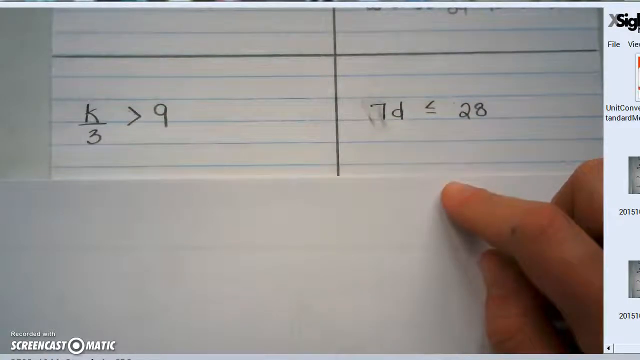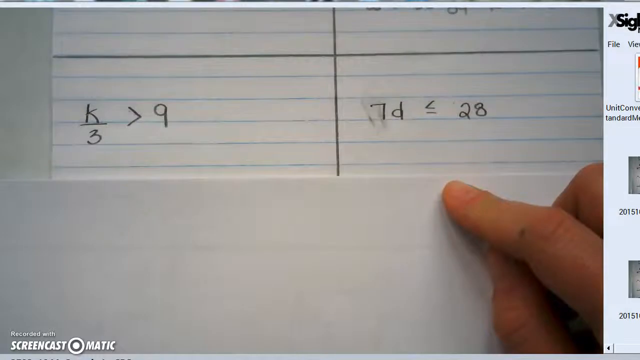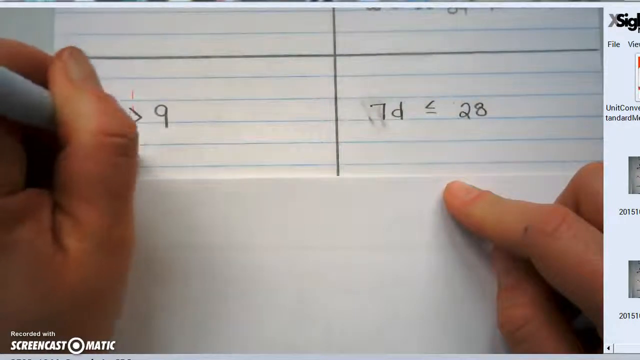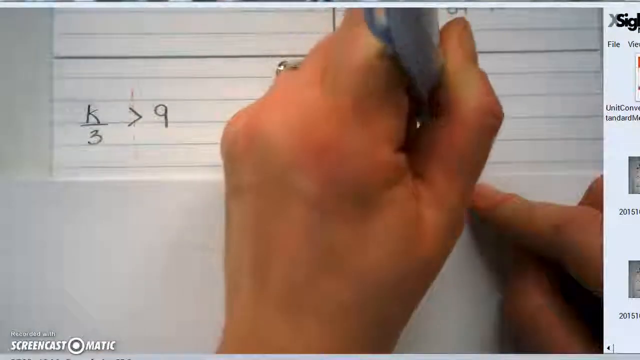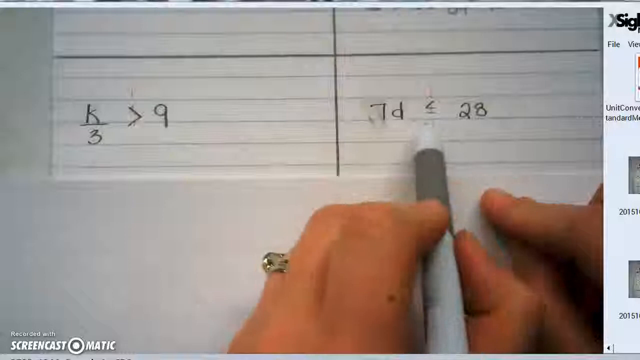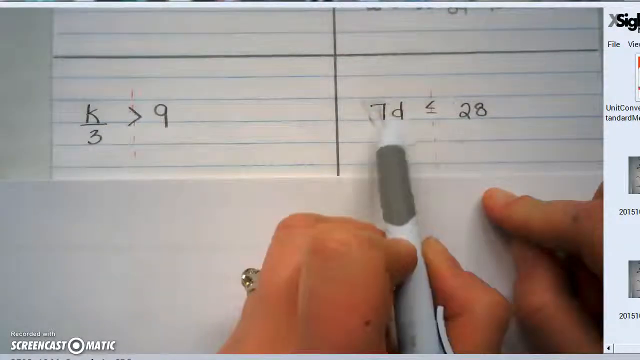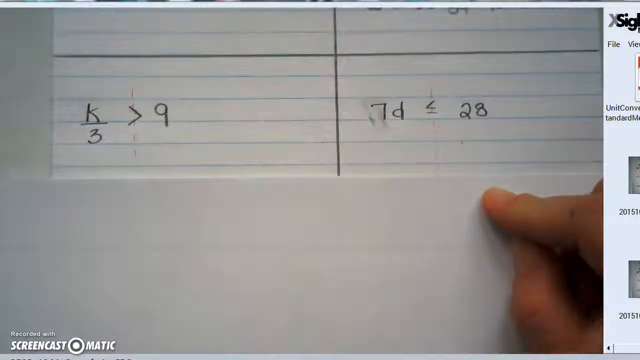That way I can check your answers and we can make sure that you understand what you need to do as far as solving inequalities are concerned. If it helps you, draw that dotted line down the middle of your inequality sign so you remember to do math on both sides of that inequality sign to isolate your variable.